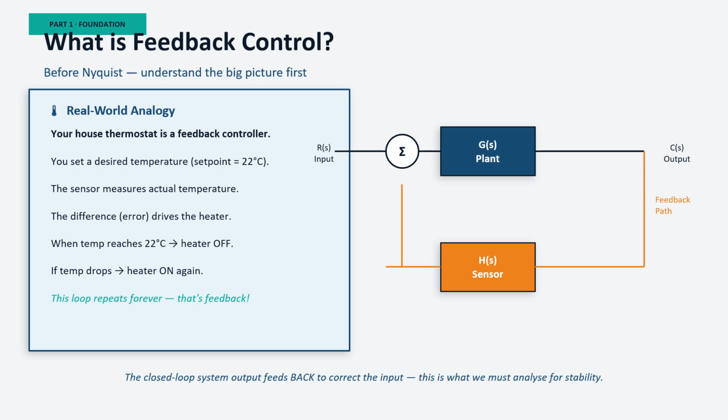If the room is hot, the heater turns off. So the system always compares the desired value and the actual value. The difference is called the error. This error is used to control the system automatically. This loop is called a feedback system, but not all feedback systems behave nicely. Some become unstable. That is why we need stability analysis.